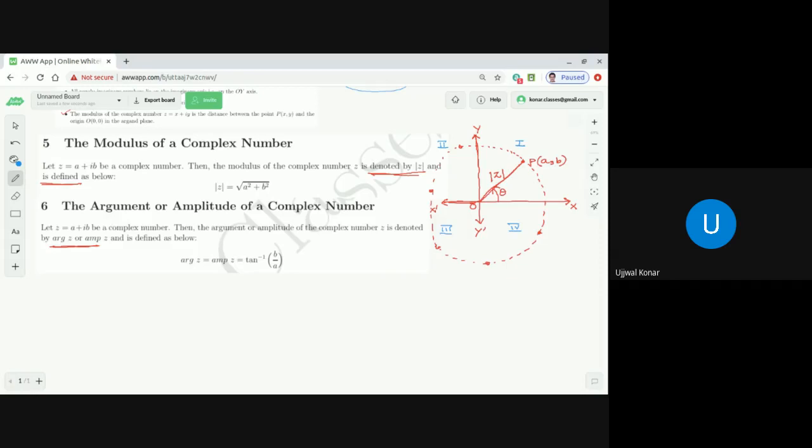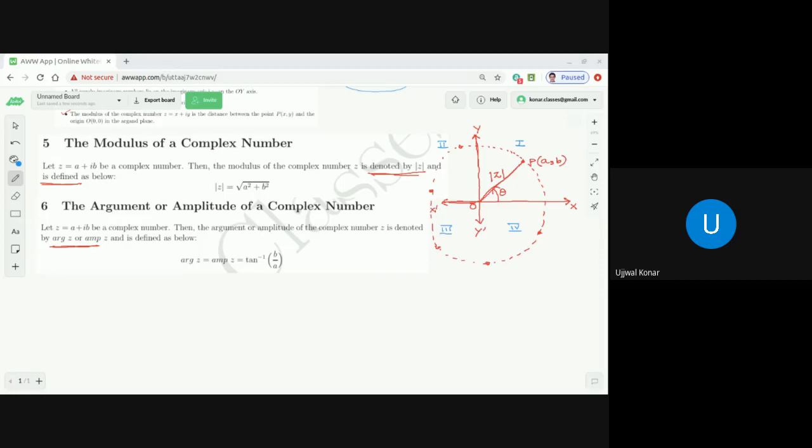In the third quadrant, it is different. In the fourth quadrant, it is different. From my experience, I have seen it is not very clearly explained how to find the argument when the complex number is in different quadrants. And I am going to give you a very clear definition, and you will find there is no mistake henceforth.